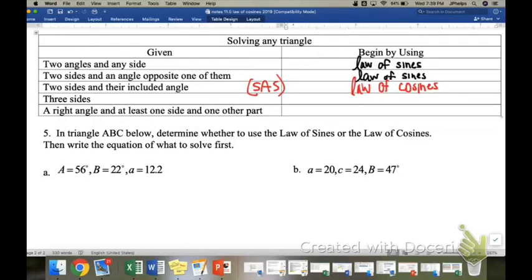We've also seen a case when you're given all three sides. So if you're given all three sides and we don't have any of the angles, then we also need to use the law of cosines.